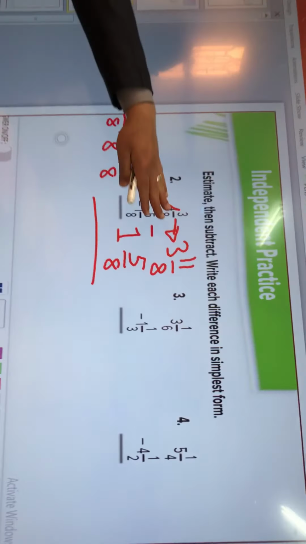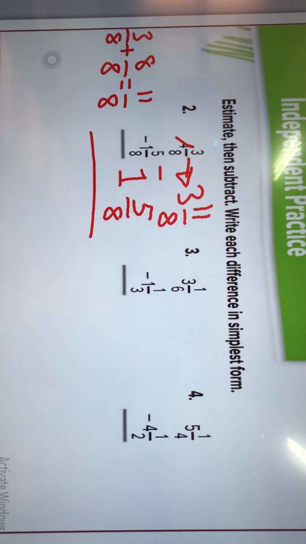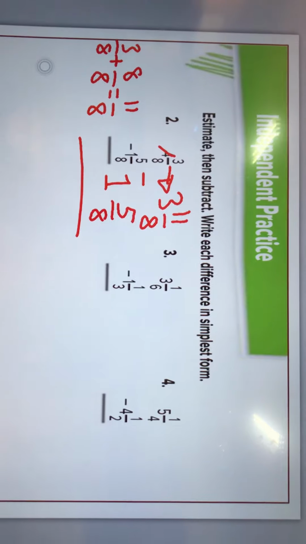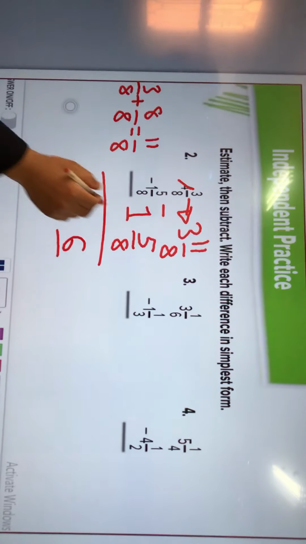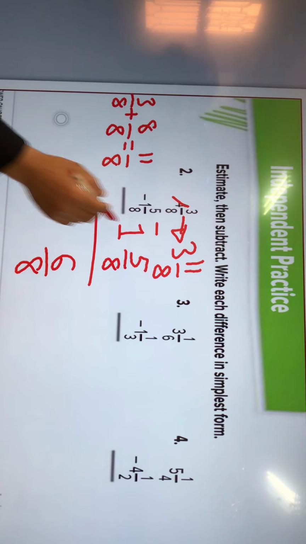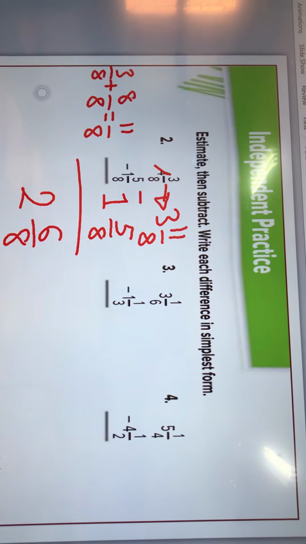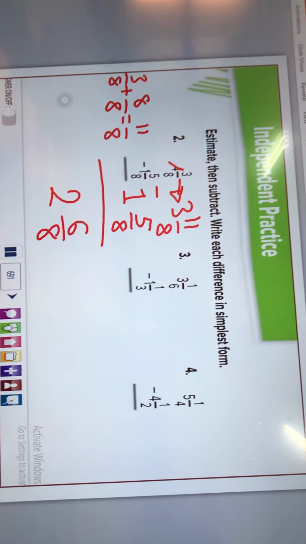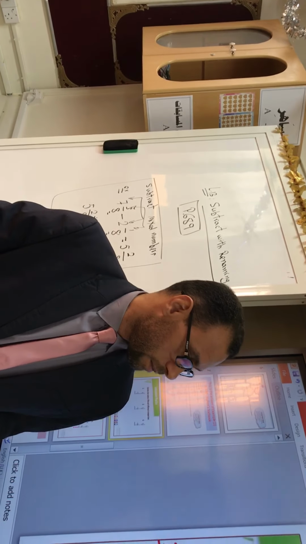Now after renaming it would be 3 and 11 out of 8 minus 1 and 5 out of 8. Okay? Normally we subtract 11 minus 5, it will be 6 out of 8. 3 minus 1 is 2. Is this the final answer? The final? Someone else? I hear someone said yes.